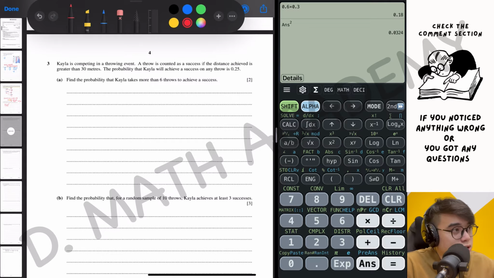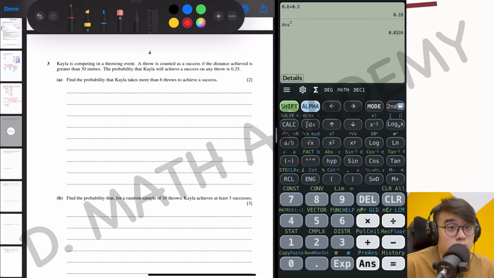Okay, next question, we have question 3 here. Kayla is competing in a throwing event. A throw is counted as a success if the distance achieved is greater than 30 meters. The probability that Kayla will achieve a success on any throw will be 0.65. So they want you to find the probability that it takes more than 6 throws to achieve a success.